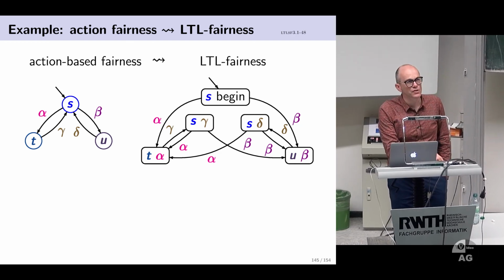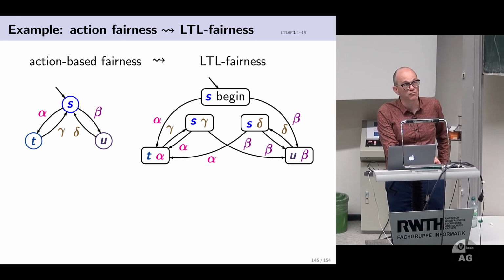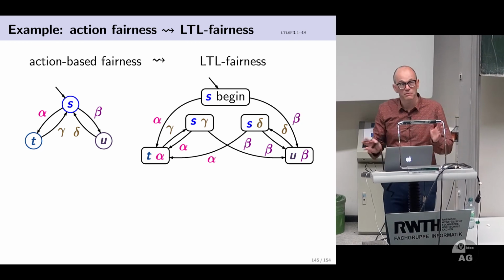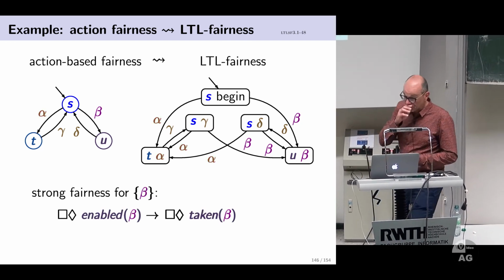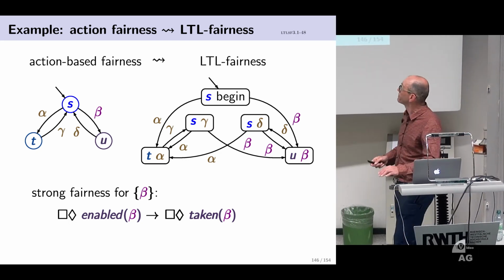Good. Are there any questions on this transformation? Any need for a formal definition, or you think that this is pretty clear? Good. Okay. So what's the strong fairness if I would like to express strong fairness for beta?